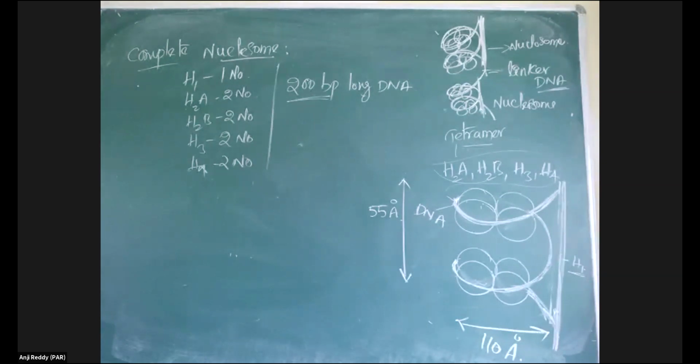Repeat the last point, sir. Yeah, histone octamer forms a core around which the double-stranded DNA helix is coiled twice, means two turns, with 146 base pairs.